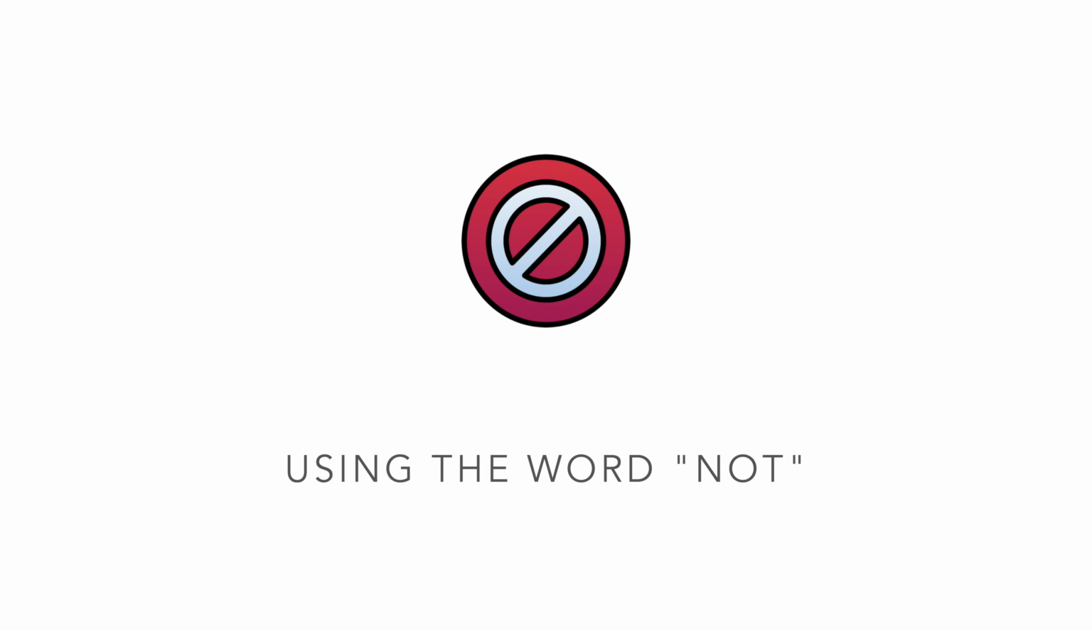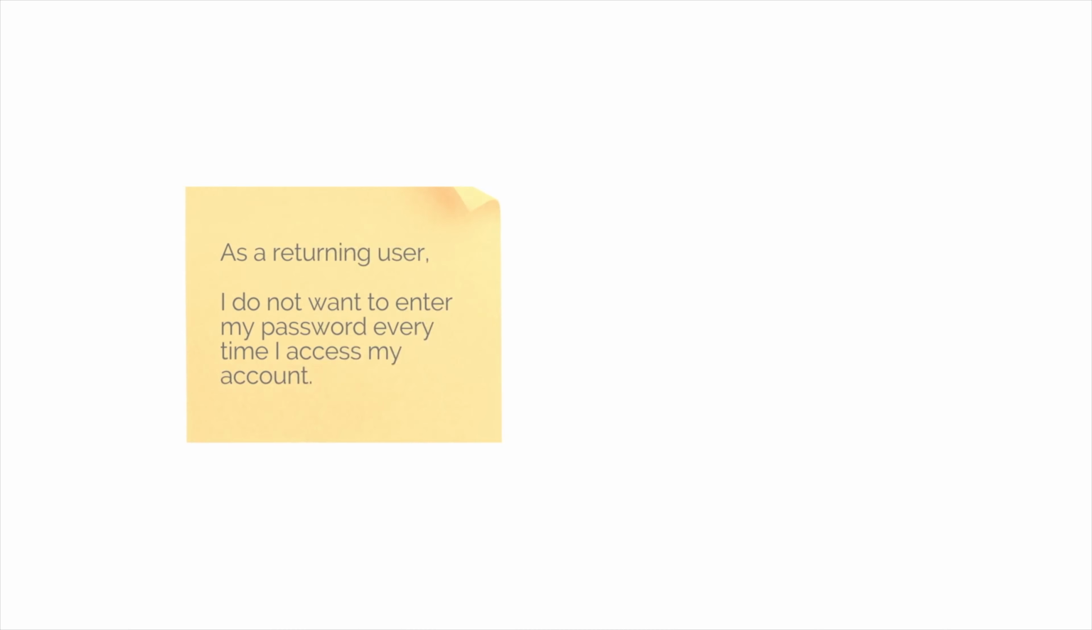Mistake number 4, using the word not within a user story. Not implies in no situation, or no amount of time will be sufficient to ensure compliance. For example, in the user story, as a returning user, I do not want to enter my password every time I access my account. Now, there can be 100 ways to fulfill this condition, but if you rewrite the story without the word not, it'll be more specific and verifiable.